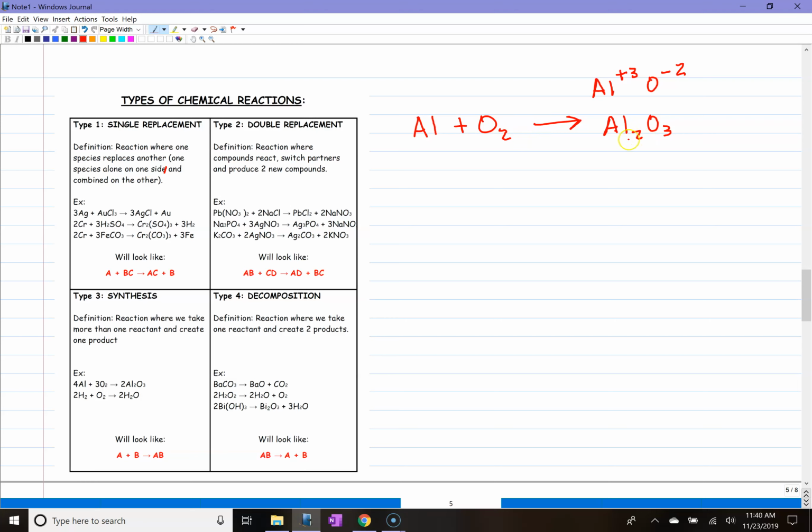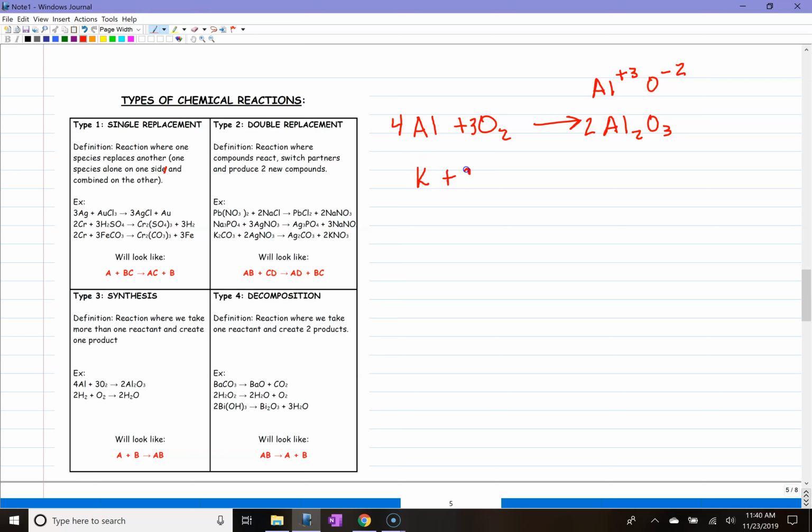And then I'm going to have to balance it. I've got a 3-2 situation. So in a 3-2 situation, the best thing to do is try to make 6. So I'm going to do that by putting a 2 in front of aluminum oxide. Then I have to put a 3 in front of the oxygen molecule. I'm going to have 4 aluminums on the product side. So I have to come back and put a coefficient of 4 in front of the aluminum on the reactant side.